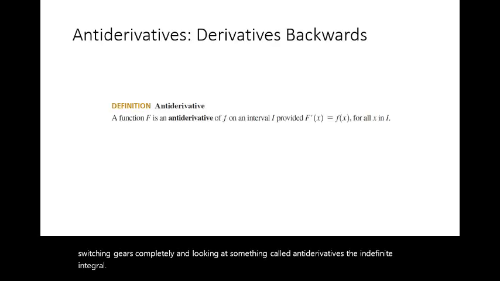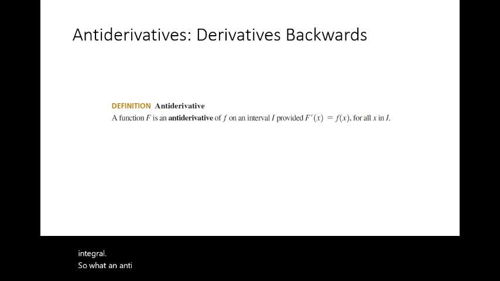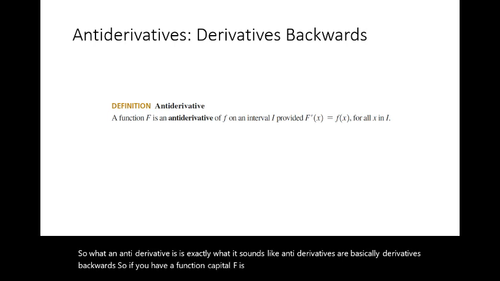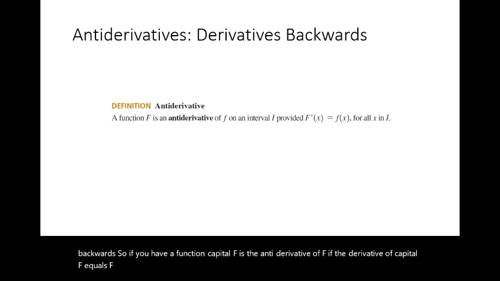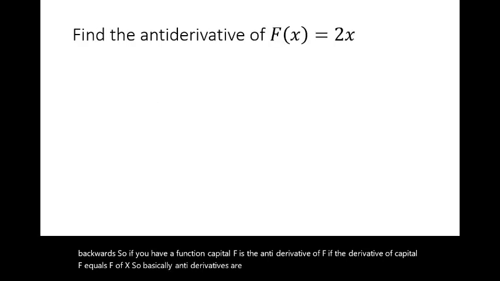So, an antiderivative is exactly what it sounds like. Antiderivatives are basically derivatives backwards. If you have a function f, capital F is the antiderivative of f if the derivative of capital F equals f of x. So basically, antiderivatives are the opposite of derivatives.